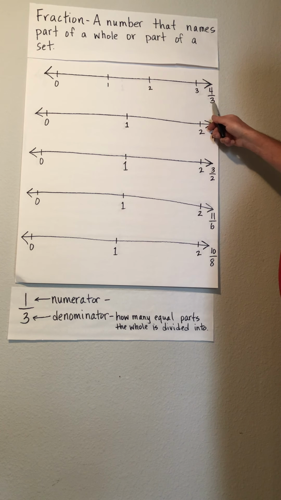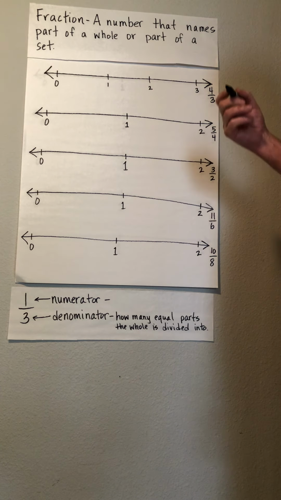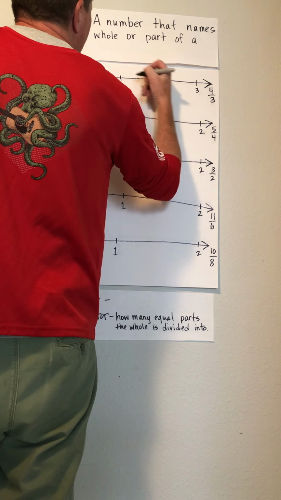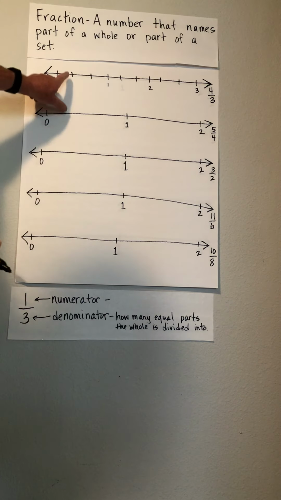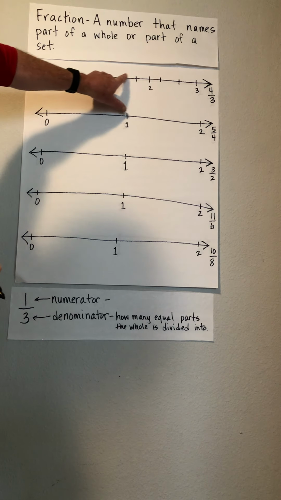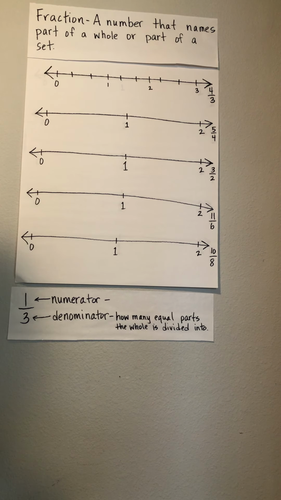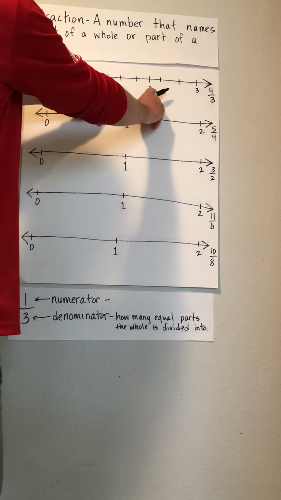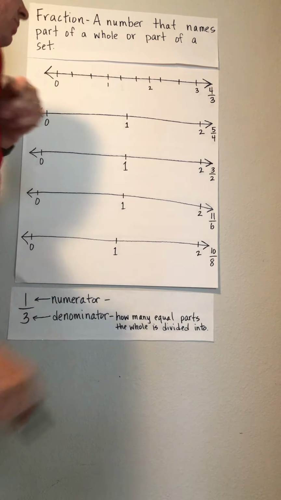So the denominator is 3. So we're going to be making 3 equal sections. And so I'm going to just go ahead and divide all of these up. So we have 1, 2, 3, 1, 2, 3, 1, 2, 3. Okay, so between each whole number, from 0 to 1, there's 3. From 1 to 2, there's 3. And from 2 to 3, there's 3.